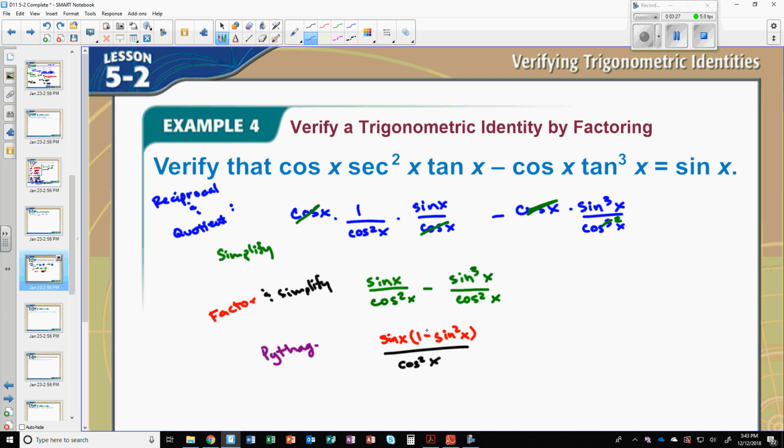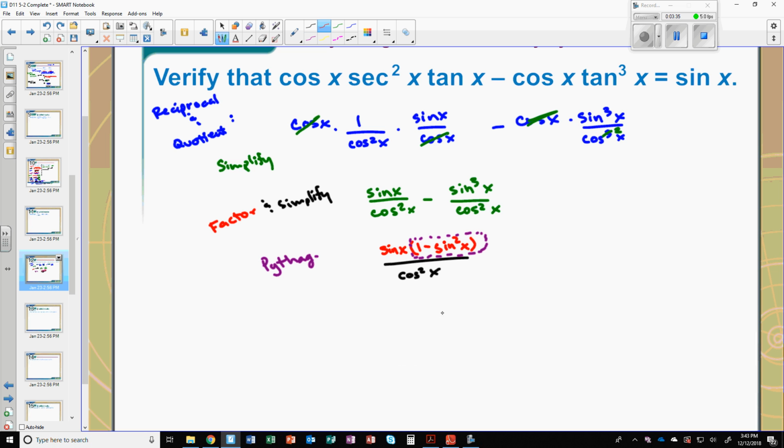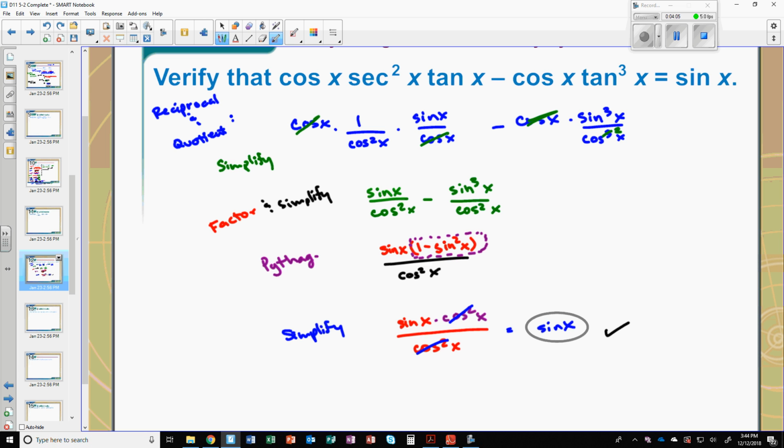And so the Pythag would say that this part right here is actually equal to cosine squared. The rest stays the same. We'd have sine x over the cosine squared x, but this would become cosine squared. Now, I simplify one more time. This goes away here, there, and so we're left with sine x. That was what we intended to get from the very get-go, so we did it correctly. Now we got one for you to try.